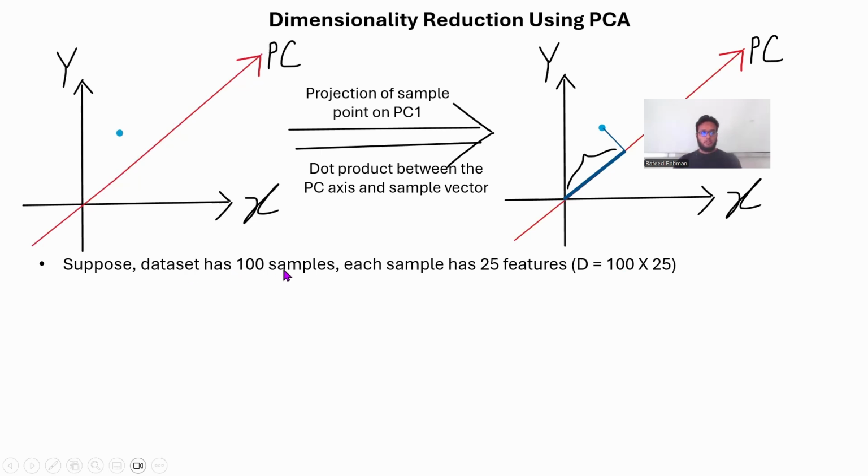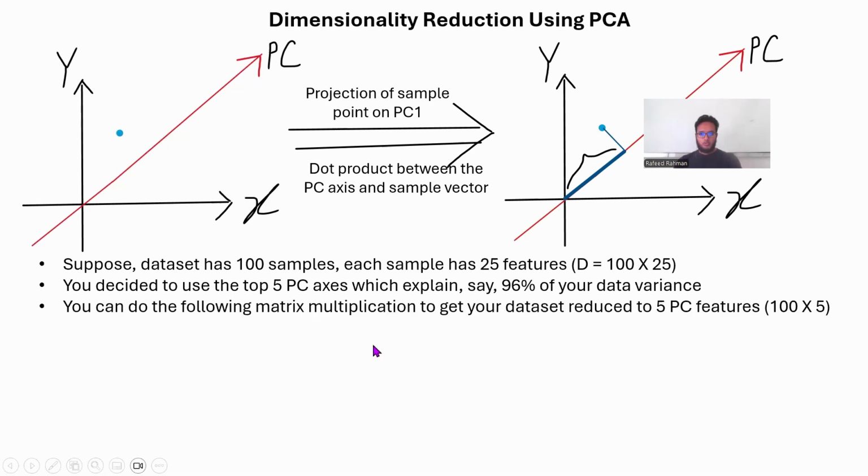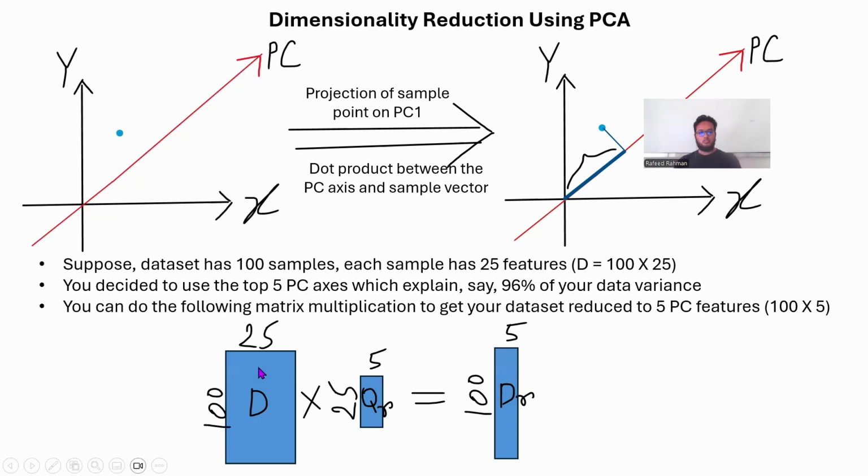So suppose your dataset has 100 samples and each sample has 25 features. So your dataset matrix is of shape 100 cross 25. And you decided to use the top 5 PC axes, which explains, say, 96% of your data variance. And you can obviously see that using those eigenvalues, right, which I just showed you. Now, how do you actually turn this 100 sample matrix, which is 100 into 25, into 100 into 5 using the top 5 PC axes? Very simple. You do this multiplication.